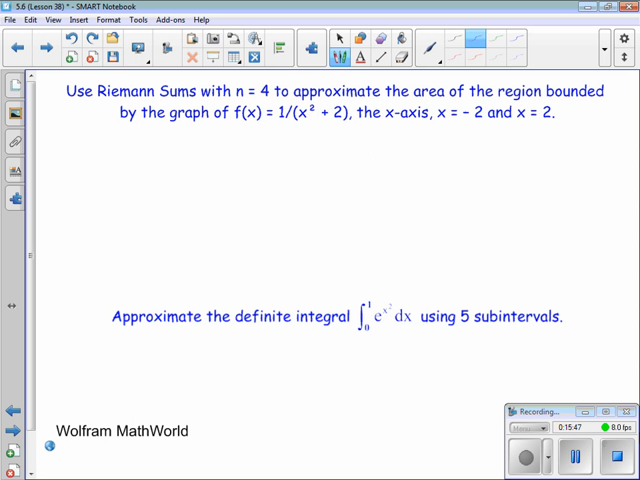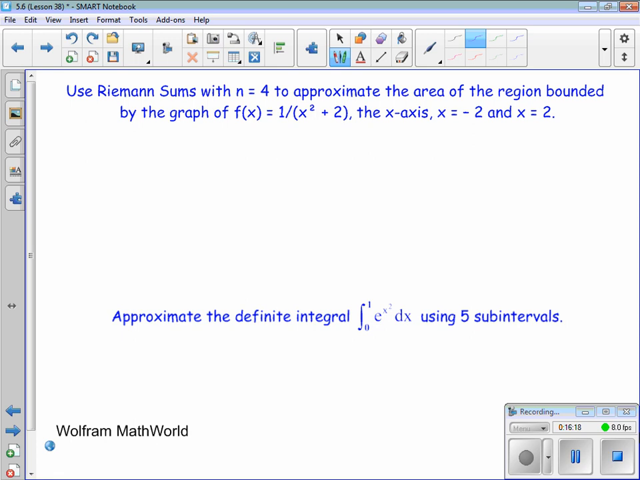Okay, so the last one here says use Riemann sums with n equals 4 to approximate the area of the region bounded by the graph of f equals 1 over x squared plus 2, the x-axis, and going from -2 to 2. It's helpful to get a picture of that, but you don't even need a picture of it. So let's not do this in our calculator and let's just do it out by hand. Then we can test it in that Wolfram if we want to test it there.